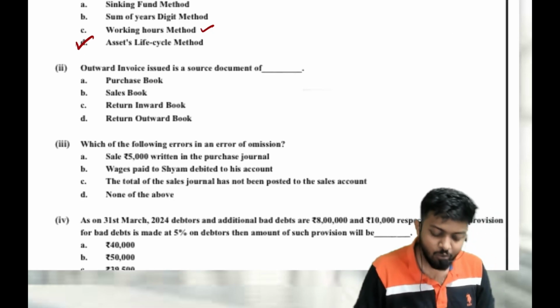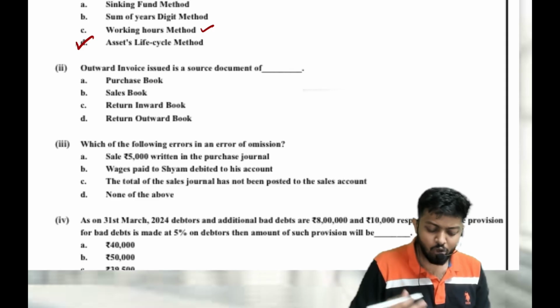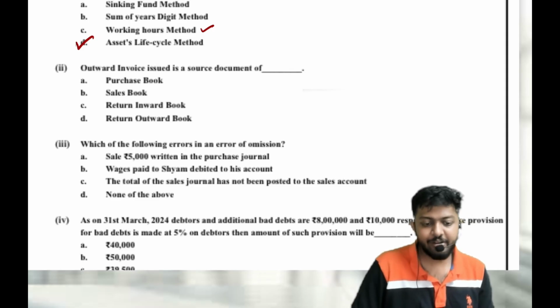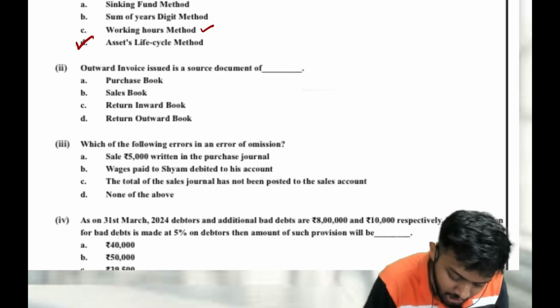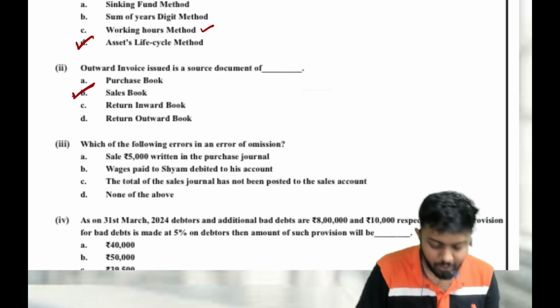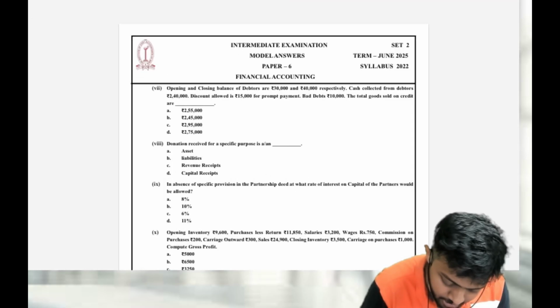Next, outward invoice issued is a source document for what? We issue an outward invoice whenever we are making sales, correct? So it will come in the sales book. Okay, source document. So it should be 2B.